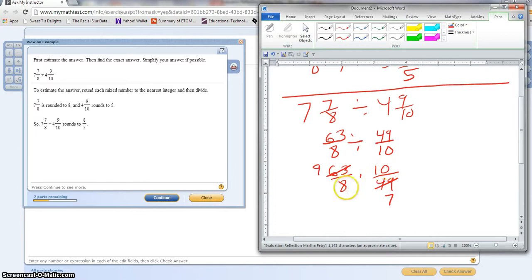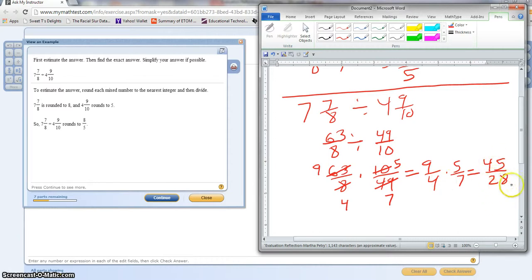Now we look here at 8 and 10. 8 and 10 both have 2 in common. 2 goes into 8 4 times. 2 goes into 10 5 times. So now we will have 9/4 times 5 over 7. And we can multiply straight across. 9 times 5 is 45. 4 times 7 is 28.